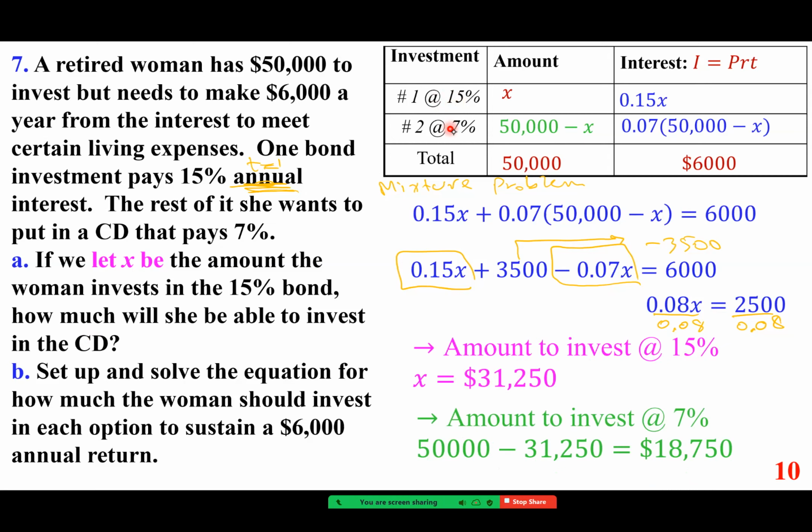By the way, sometimes this question comes up, why not put all of it at 15%? There may be some issues like tax issues and things of that nature, or restrictions.